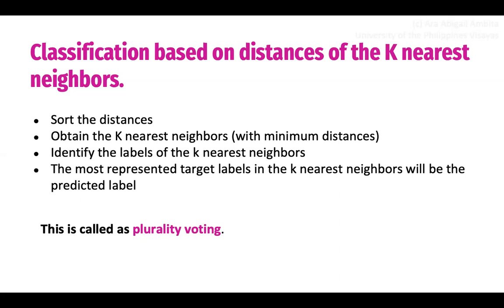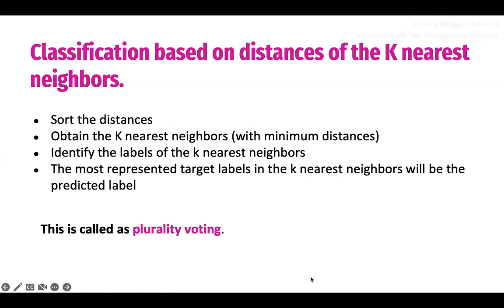So what we do is we sort the distances, and then we obtain the k nearest neighbors with the minimum distances, and we identify the labels of the k nearest neighbors. The most represented target label in the k nearest neighbors will be the predicted label.